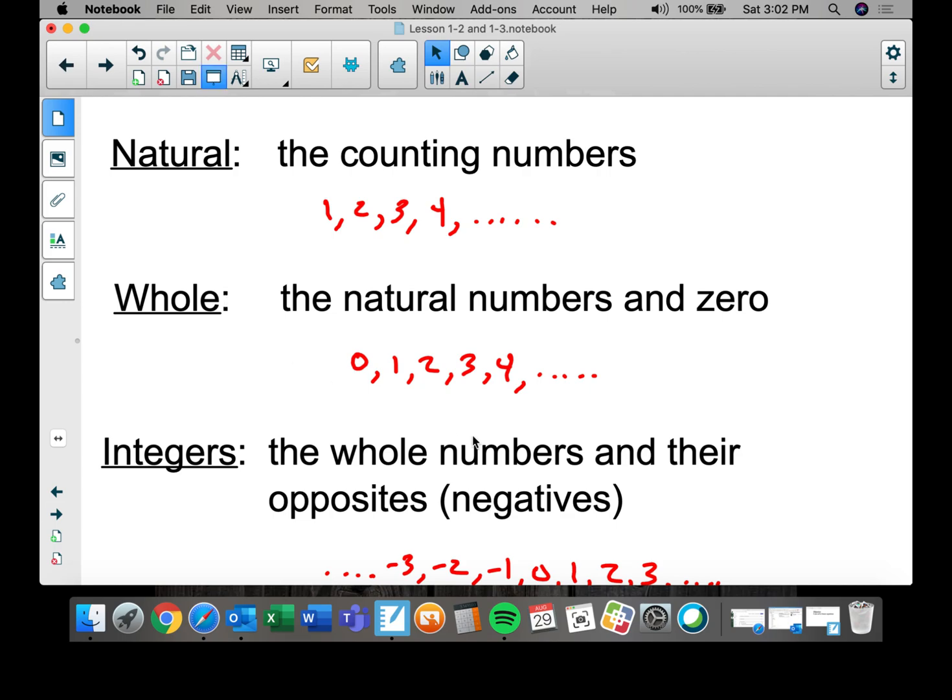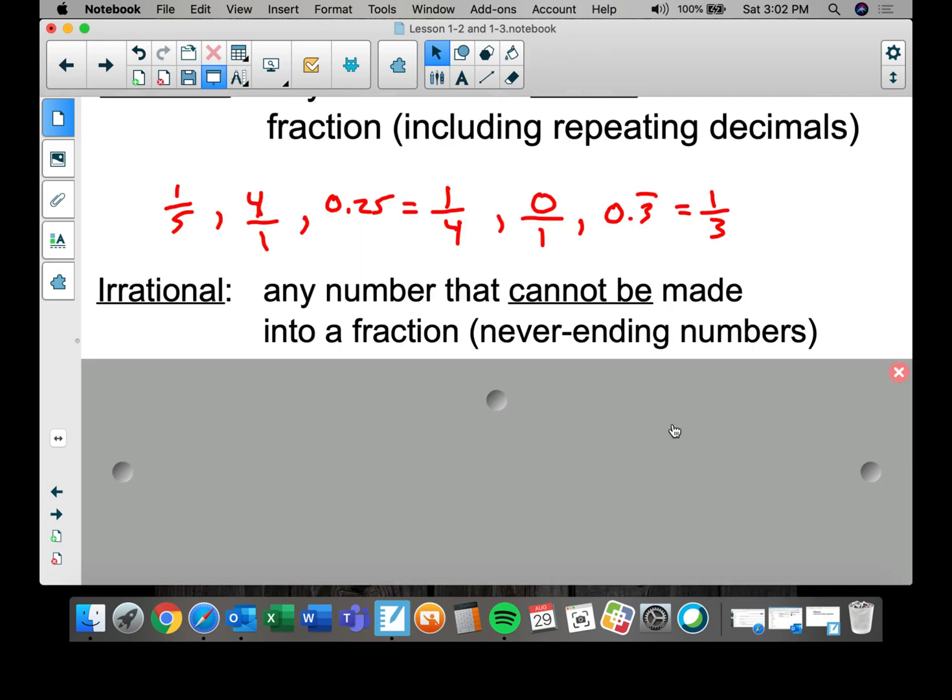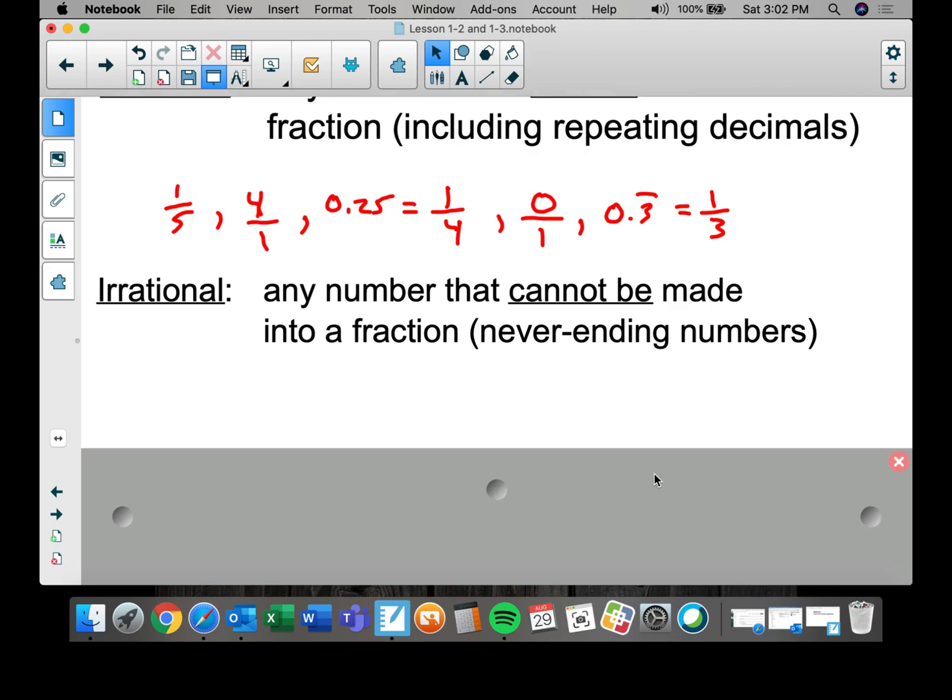Now, we go back to our irrational numbers. And basically, it's the exact opposite, kind of like you'd expect. Any number that you can't make into a fraction is irrational. And there are 2 main types. They're never-ending numbers. Like this decimal up here, 0.25, we could turn that into a fraction because it ended. It had a place value. Repeating decimals work because you can make them into a fraction. But there are 2 types of numbers.